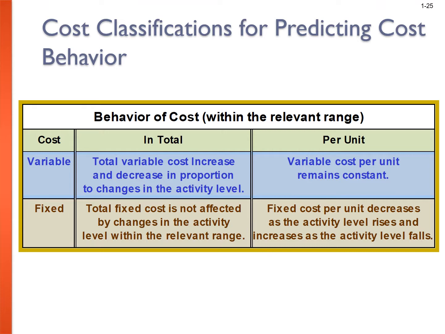You've got to pay $1,000 a month for rent. It doesn't matter if you produce 0 or 1,000 units, you still have to pay 1,000. But per unit, fixed cost decreases as the activity level rises, and it increases as the activity level falls. As I said before, if you produce 1 unit and you have $1,000 a month, your fixed cost per unit for rent is $1,000. But if you produce 100 units, you have now reduced the fixed cost per unit to $10 per unit. You need to understand and remember that, because when you're predicting costs, you have to know what happens.